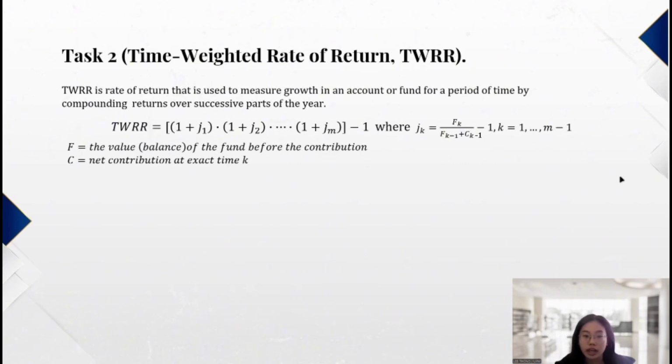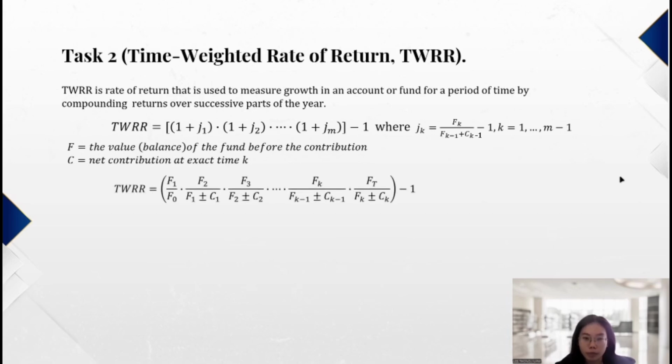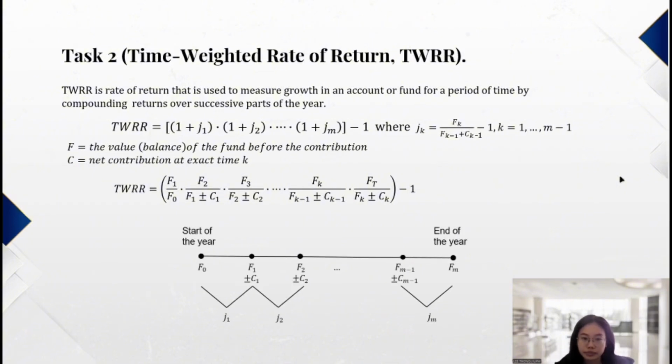Now, how do we actually calculate each of those Jk? We use this formula here: Jk equals Fk over Fk minus 1 plus Ck, minus 1. There's an alternative way to express the overall TWR formula, which often looks a bit more compact. It essentially combines the Jk calculation directly into the main product. To help visualize these time points and cash flows, imagine a timeline like this. The Fk plus or minus Ck points mark the balances after any transaction at the specific time, which then becomes the starting point for the next segment's return calculations.